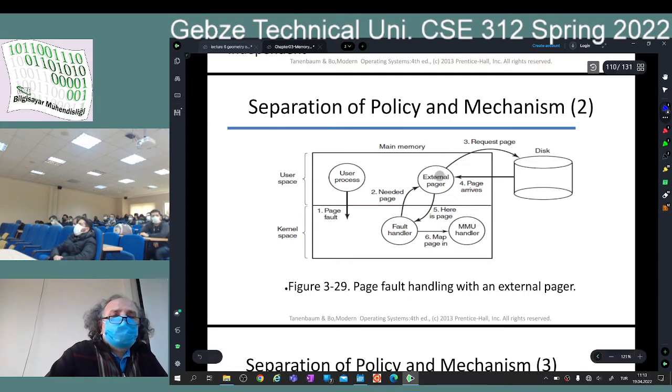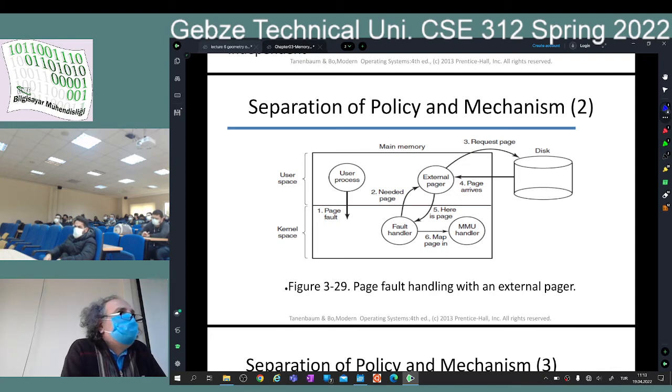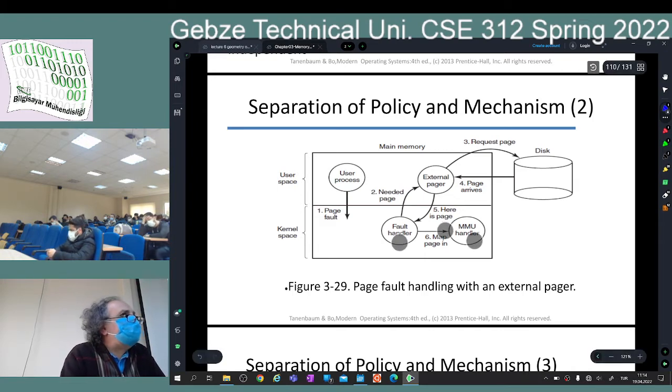Whenever the data is ready, it just lets the operating system know that, okay, this page is ready. You can set up your TLB buffers or the page tables. Okay? So this is the mechanism part. This mechanism part actually doesn't know what it is doing. This part knows what it is doing. Okay?